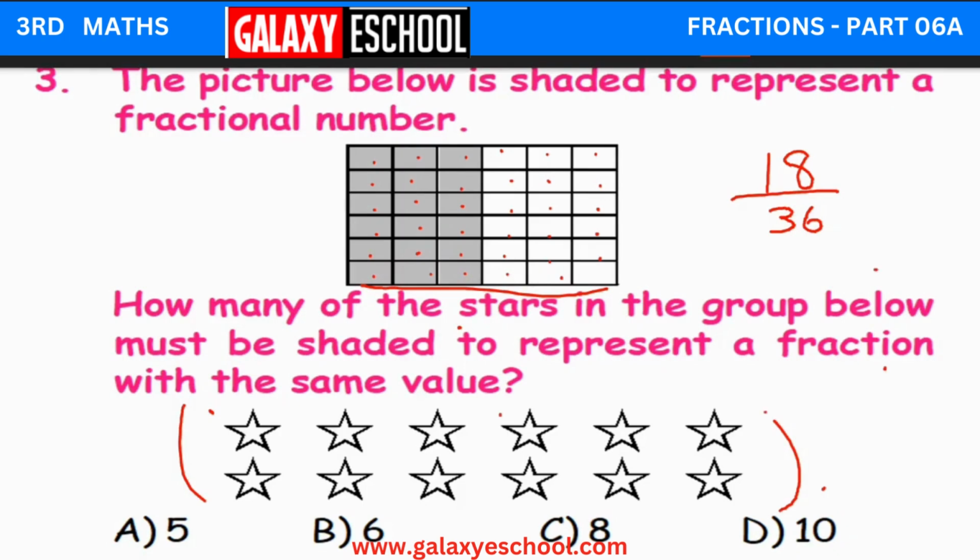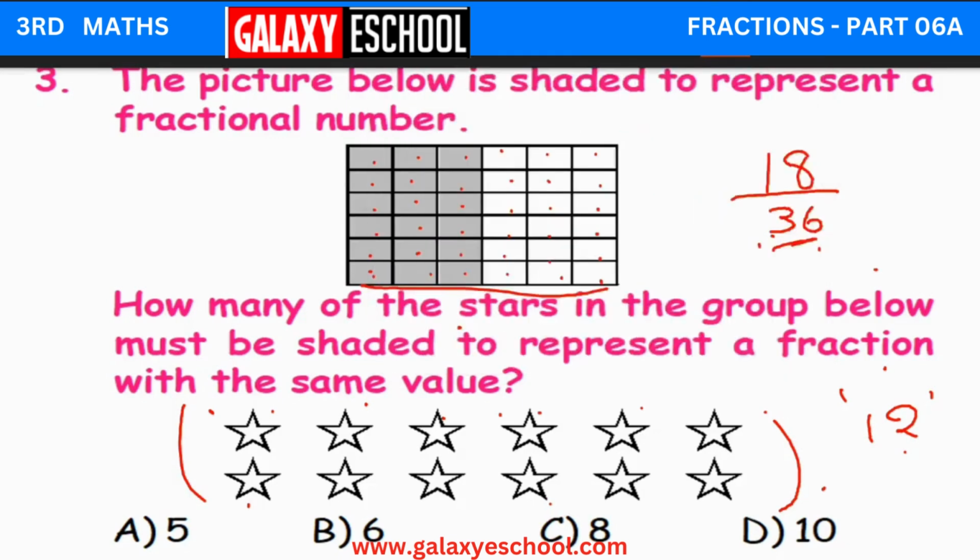Okay, here we are having 36 boxes, but here we are having how many? 1, 2, 3, 4, 5, 6. We are having only 12 stars. Understood? See, there is a difference in the total number of equal parts here. Now what should you do?